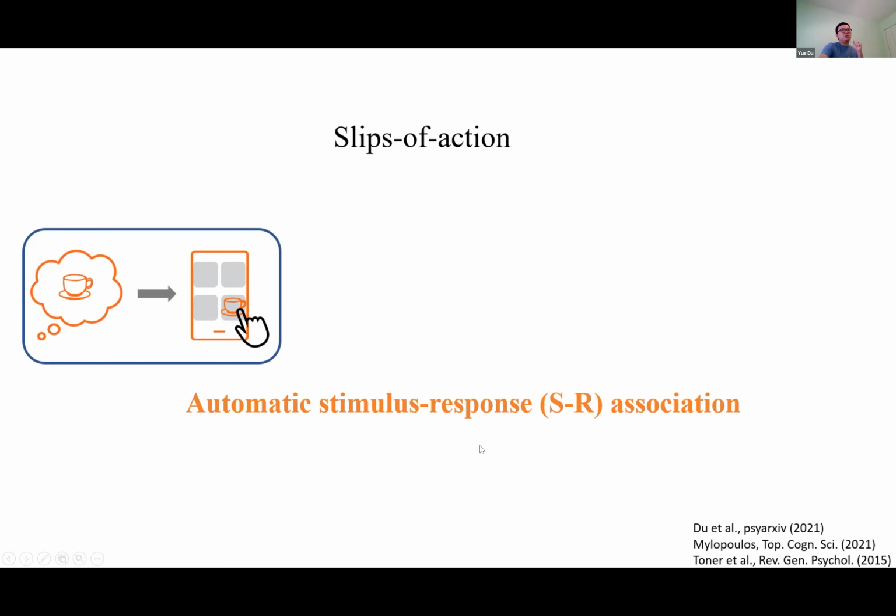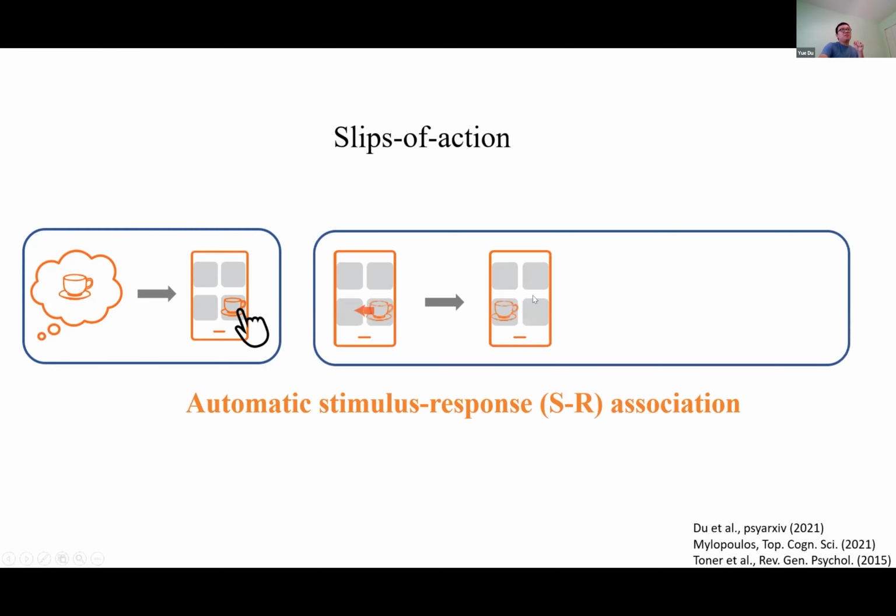But sometimes this association can give us trouble because the response can be automatically triggered even though it is no longer wanted. For example, one day you decide to reorganize the icon configuration on your phone. After that, when you try to order a cup of coffee or open a Google map when you're driving, occasionally you habitually tap the location where the icon was located before.